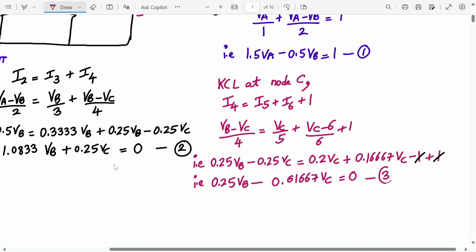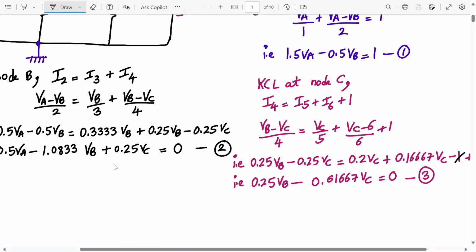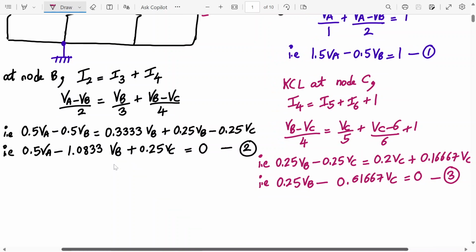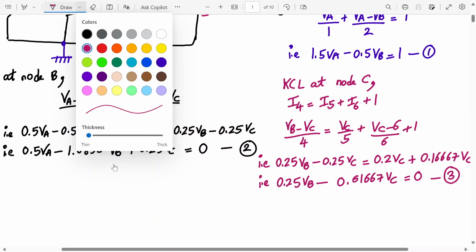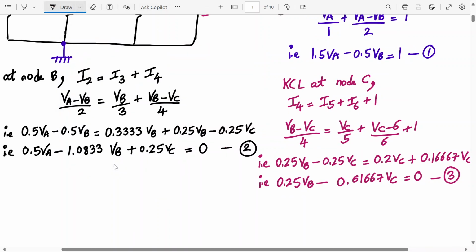So this becomes equation number 3. Are you getting the same equation? Let me know. Are the values the same as what is shown on the screen? Come on, tell me quickly.